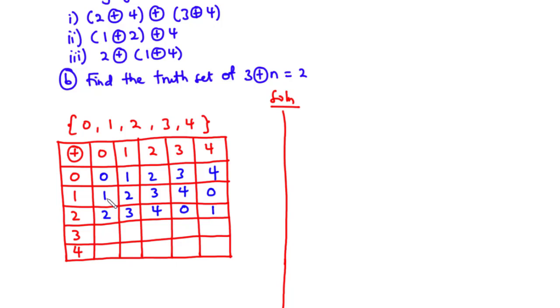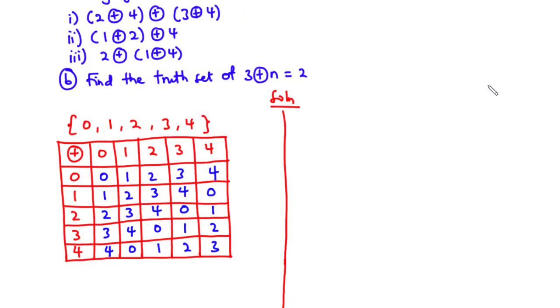3 plus 0 is 3. 3 plus 1 is 4. 3 plus 2 is 5, divided by 5 is 1, remainder 0. So 0, and this one is going to be 1, and then we have 2. 4 plus 0 is 4. 4 plus 1 is 5. So we are going to have remainder 0, remainder 1, remainder 2, remainder 3. So this is the complete form of our addition table.